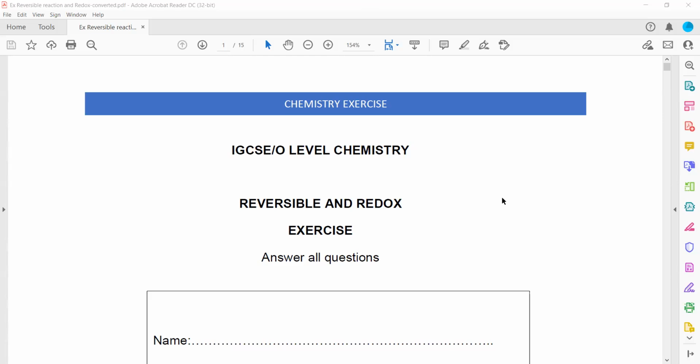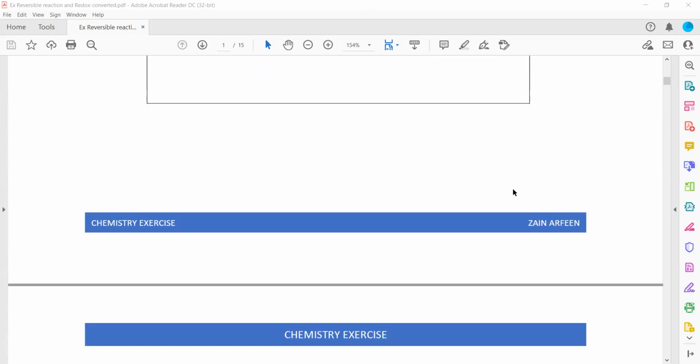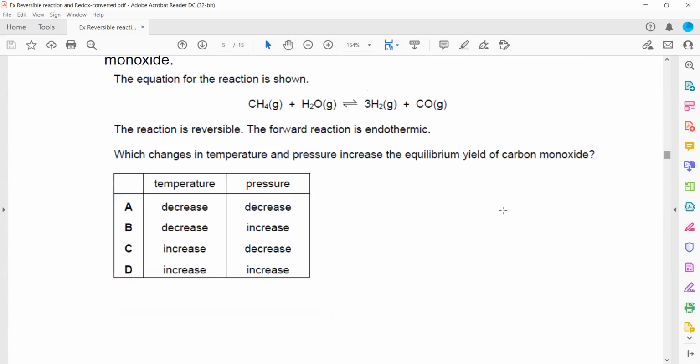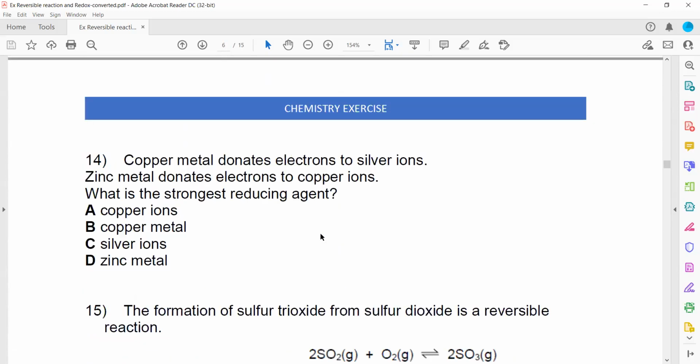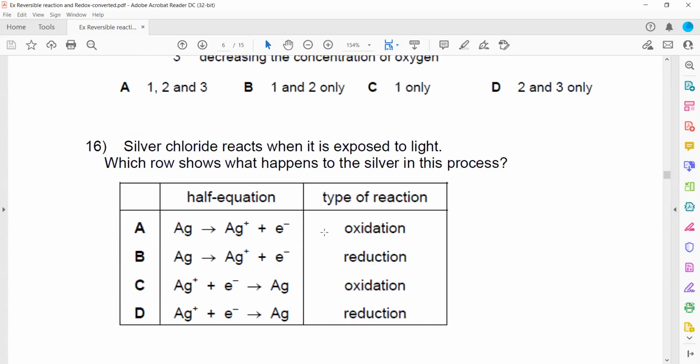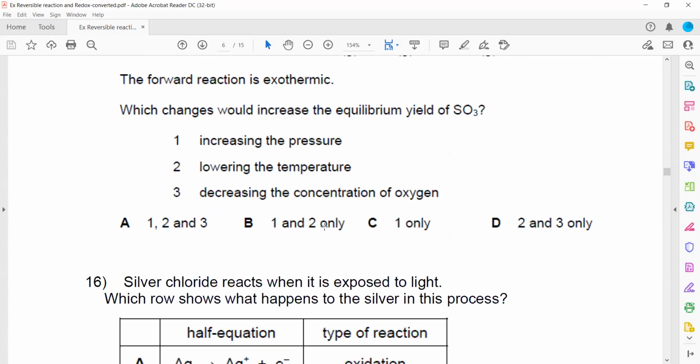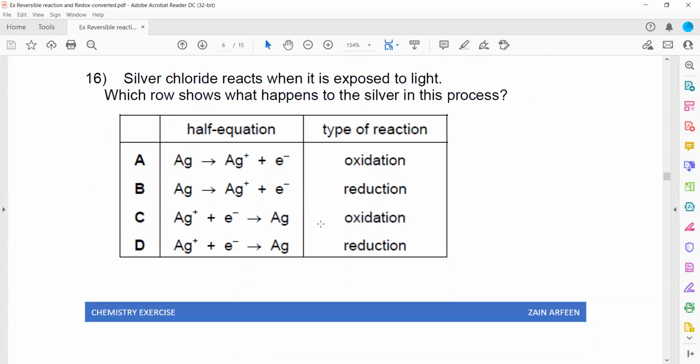In the last session we were discussing questions related to reversible and redox reactions, and we have discussed around 15 questions. From 15 onwards now, Question 16: silver chloride reacts when it is exposed to light. Which row shows what happened to silver in this process?